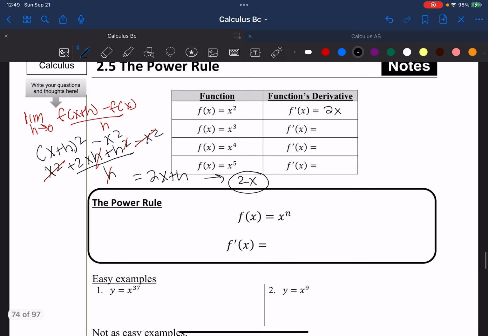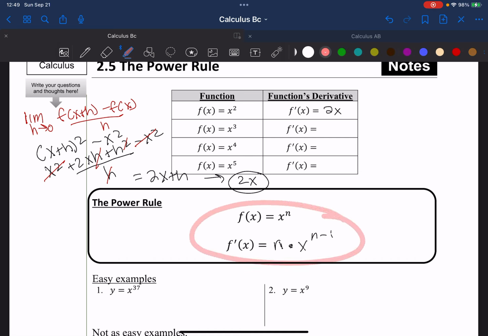Now let's talk about the power rule. The power rule says that if we have a function x to the n power, so this could be any exponent, then the derivative is simply n times x to the n minus 1. I would memorize this. If you have a function x to the n, the derivative of that is n times x to the n minus 1. So what does that mean?